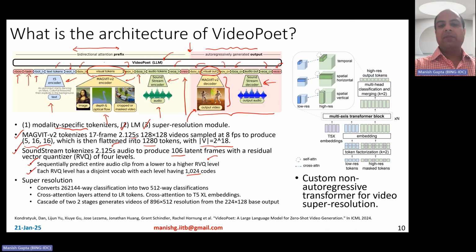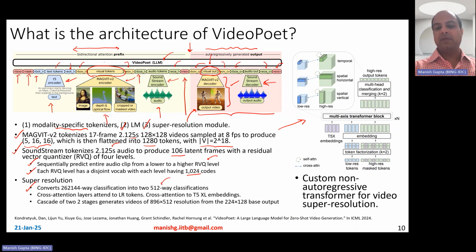For the decoding part, as I mentioned, they use a super resolution model here, because if you try to output a very large video, you would end up consuming a large number of tokens. Therefore, the number of tokens outputted by the LLM is very few, but then it's super resolved into a higher resolution. Okay. So the LLM gives you a low resolution video, and then you use the super resolution module, which is also described in detail on the right side, to get the high resolution video. The super resolution module converts the 262,144-way classification into 512-way classification.